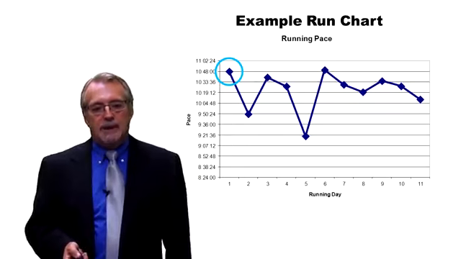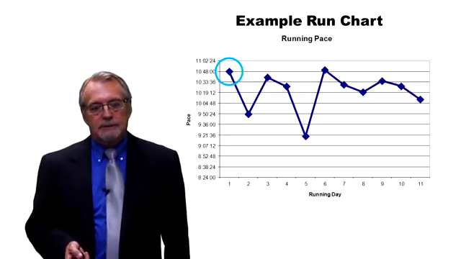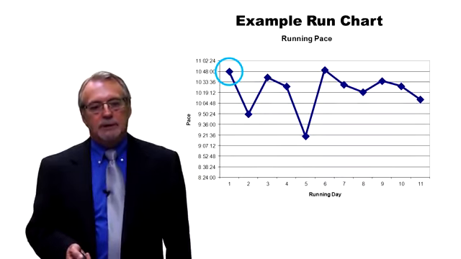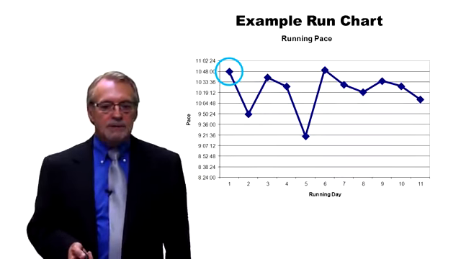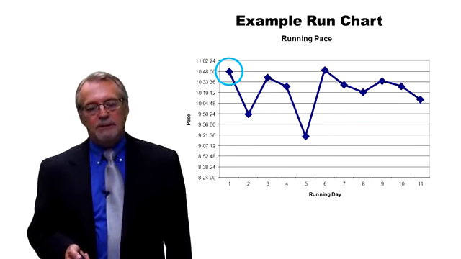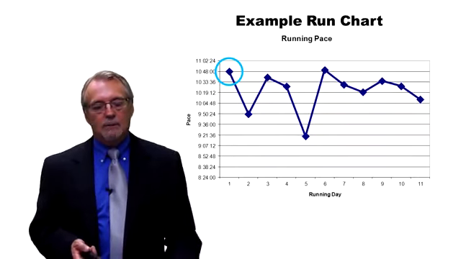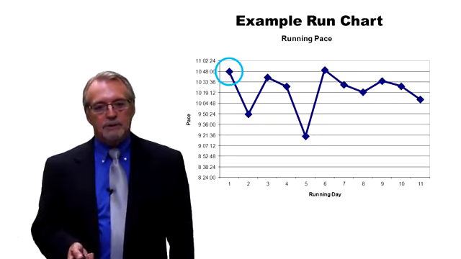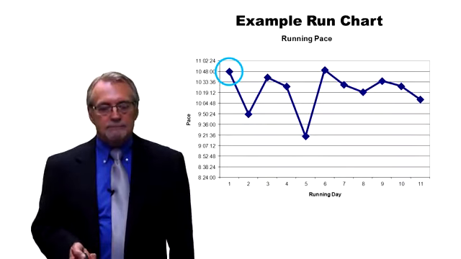Let's take a look at an example here. So we have one old guy who goes out and does some running. He runs along, and some days he runs pretty well, and some days doesn't run quite so well, and this certainly is not a run chart that you would see with someone younger or more experienced or in better shape. But for this individual, this is how they run. Some days they run a little slower, and other days they run a little faster.